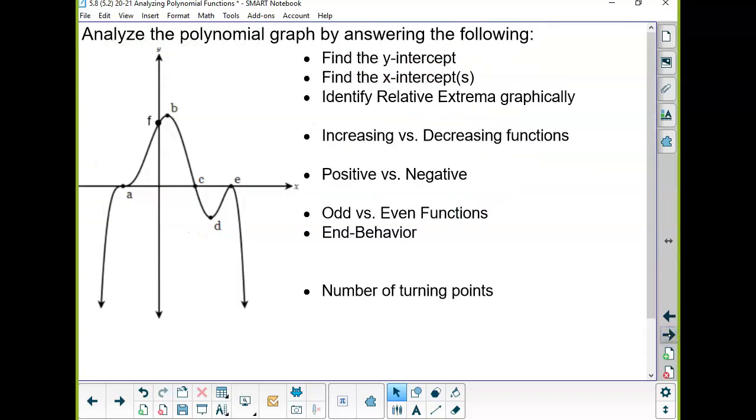Okay, so let's look at this example, and I'd like you guys to get as far as you can on it, and I'll just share with you how we want to answer these questions. So, analyze the graph by answering the following. Well, if I say find the y-intercept, maybe I'll just do this one for you, and then I'll give you time to write it down. But what is the y-intercept right here when you're looking at the graph?